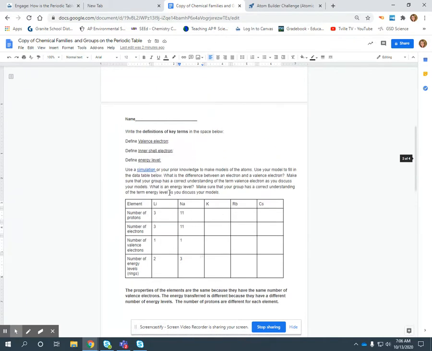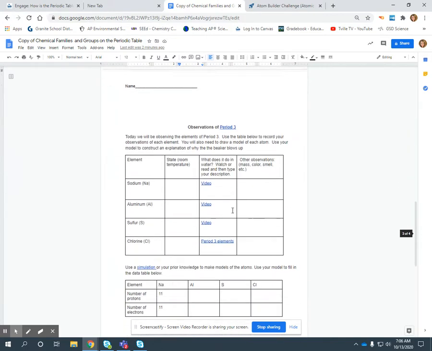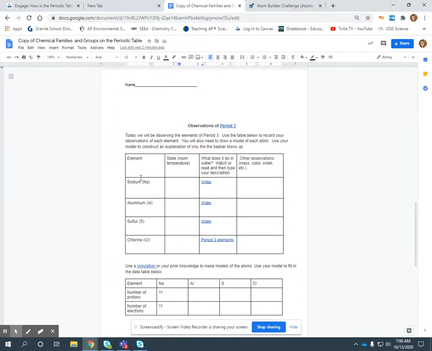These elements up here were all in the same vertical column. They were in a group, and this group is called the alkali metals. It's group 1. So these are observations of the properties of period 3 elements.